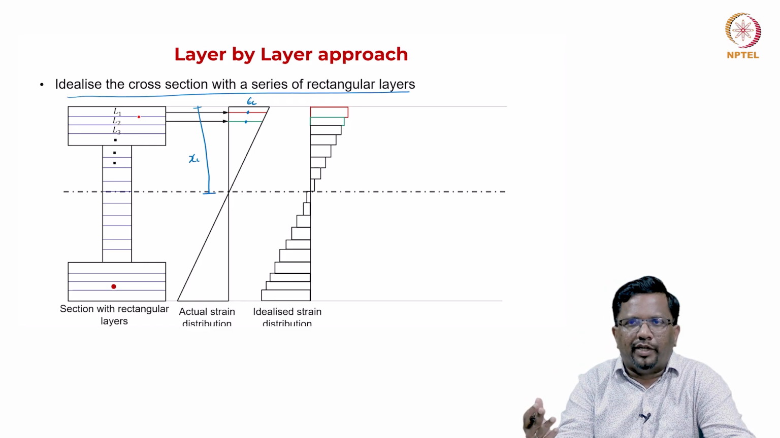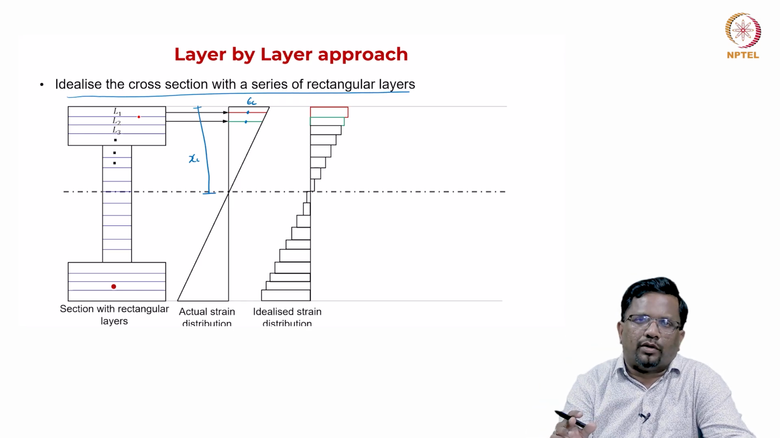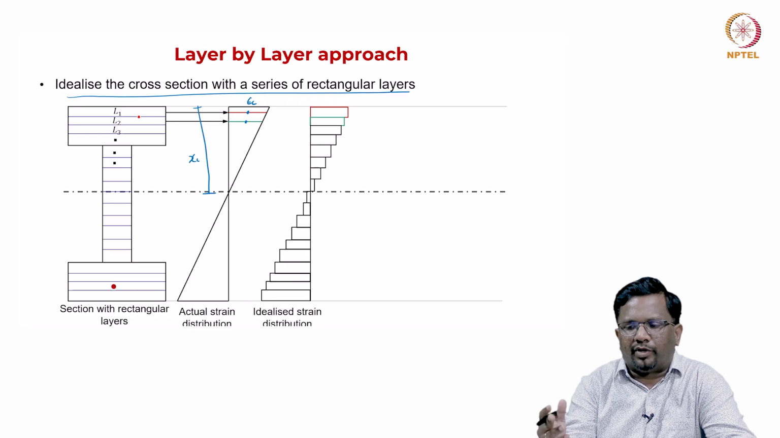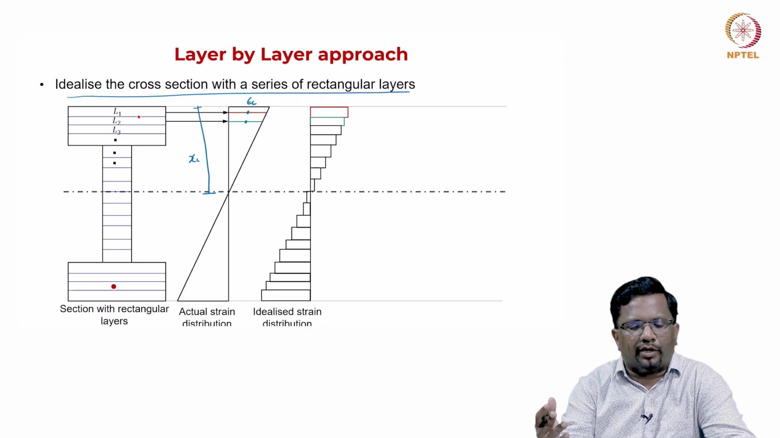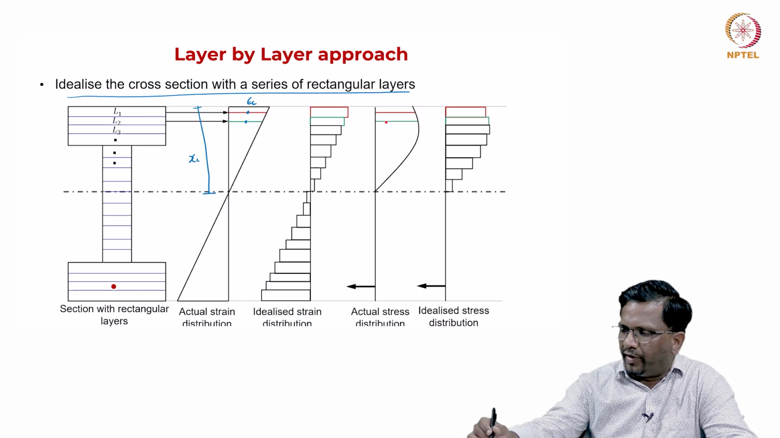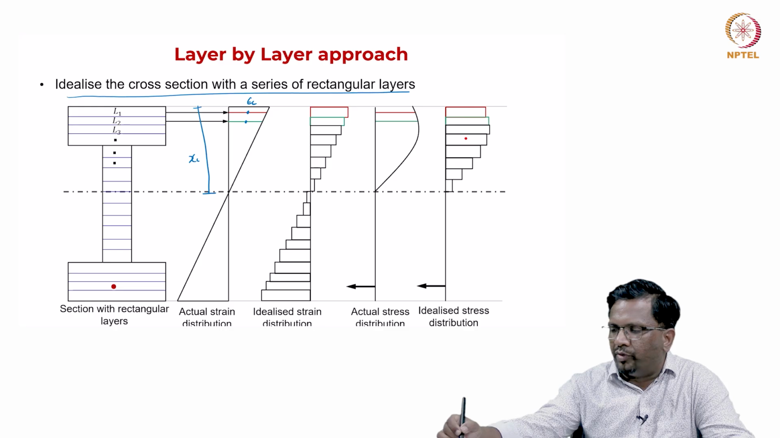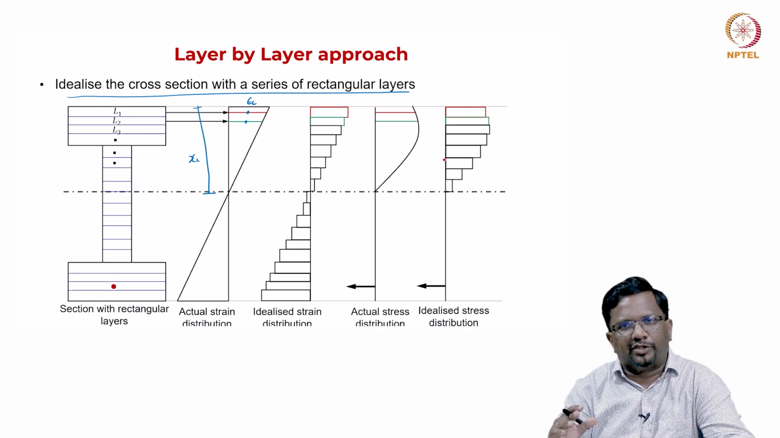So this is a very elegant way of doing it for complex cross sections and for sections made of high strength concrete, high performance concrete or fiber reinforced concrete. For any type of concrete, if you know the constitutive equation, this approach is more generalized for calculating the moment curvature response. So you get this actual stress distribution. Now, with this layer by layer approach, we get this kind of idealized distribution. So the force can directly be calculated because I know the strain in each layer. From the strain, I can get my stress.